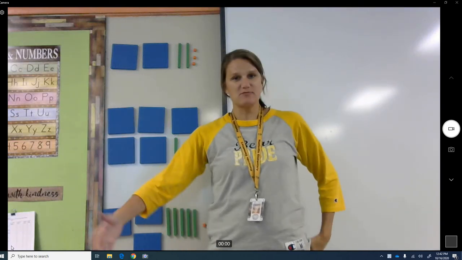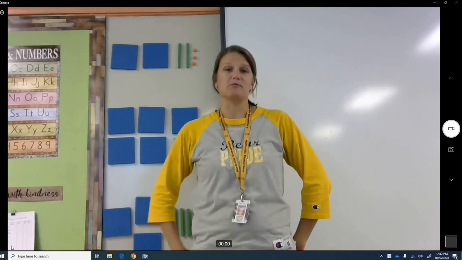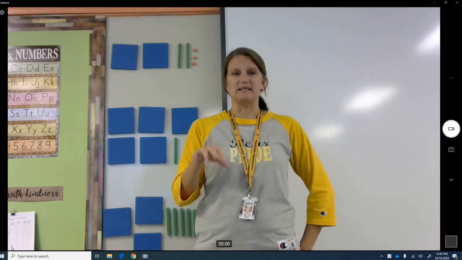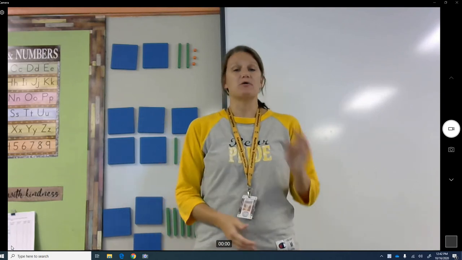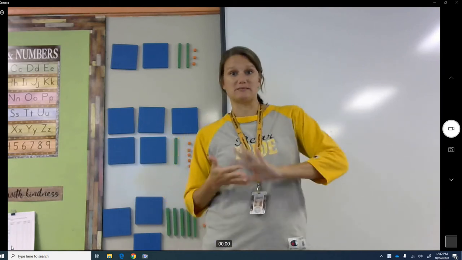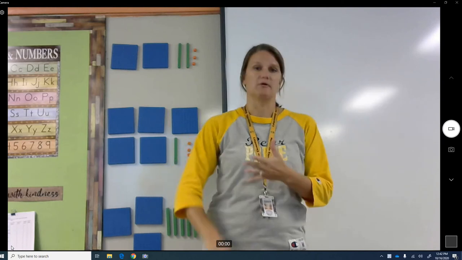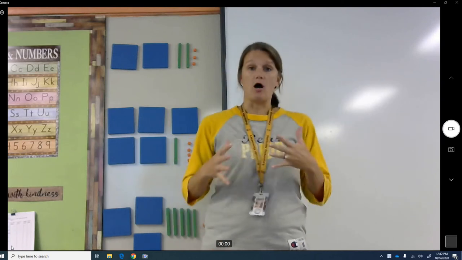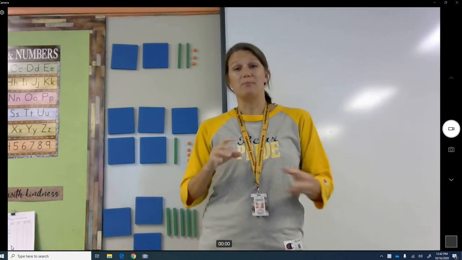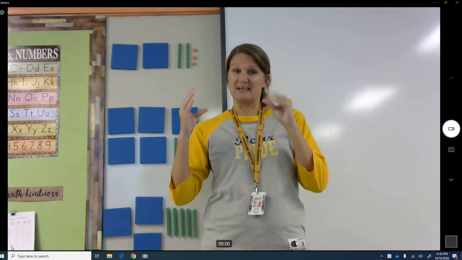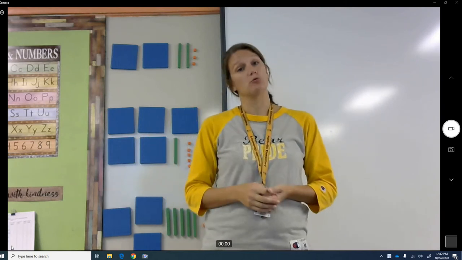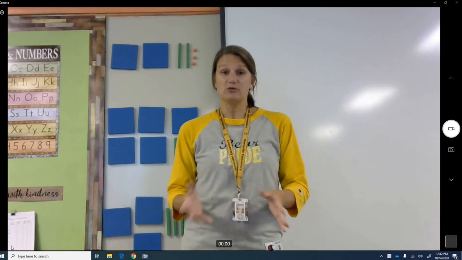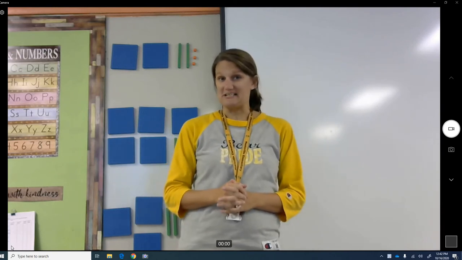Alright, so in math we've been talking about place value and we've learned all about the ones and the tens and the hundreds, and we know how to write those numbers in all those different ways. We can do standard form, expanded form, written form, and we can build it with blocks. We've even learned about comparing numbers with those alligator mouths and figuring out which number is more or which number is less. And you guys have been doing really, really well with all this stuff.